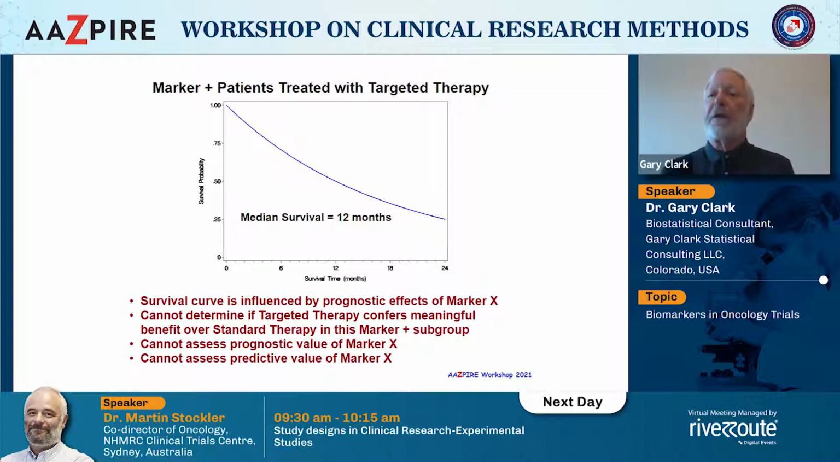And if we don't have any patients treated with the standard therapy, then we cannot assess the prognostic value of the marker. Remember how I defined a prognostic marker: something that was associated with a clinical outcome with standard therapy or with no therapy. And if I can't assess the prognostic value, then I cannot assess the predictive value of marker X. So I'm not sure how much we learned by doing a single-arm study in simply marker positive patients.